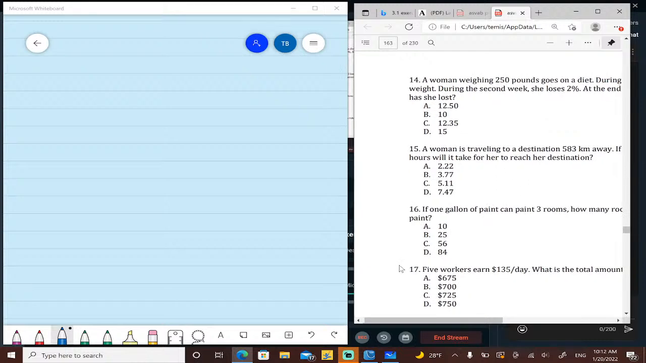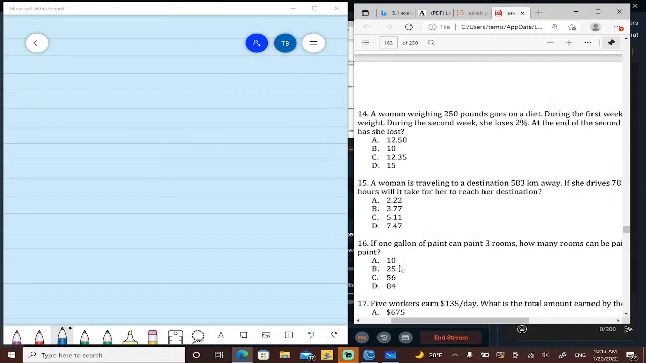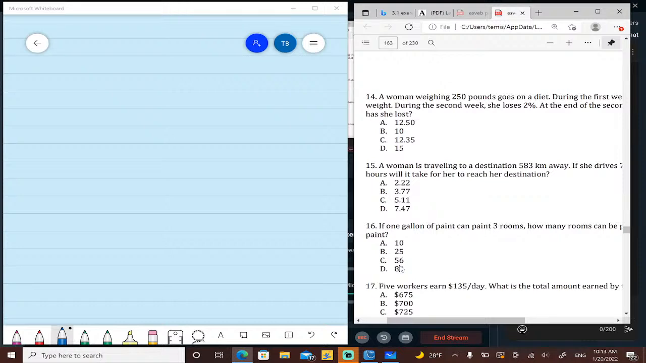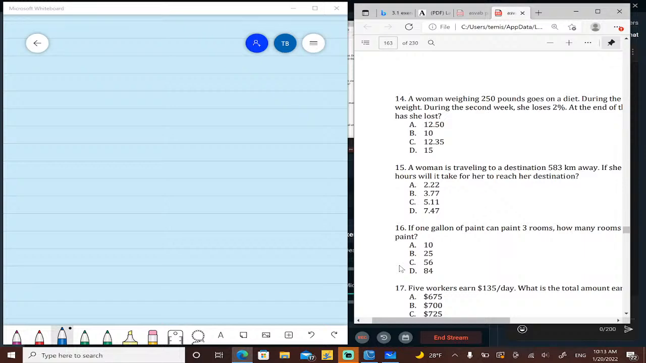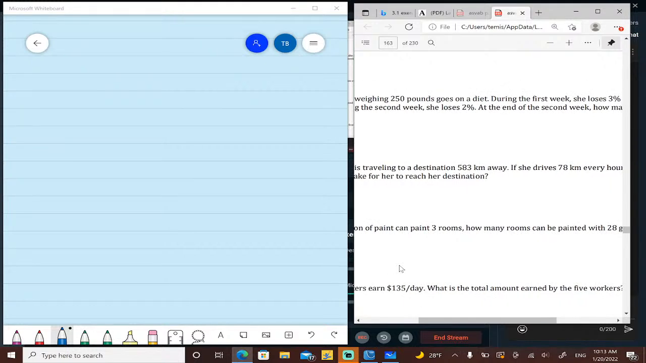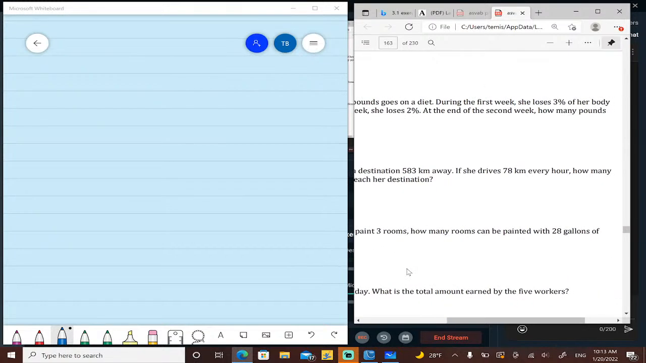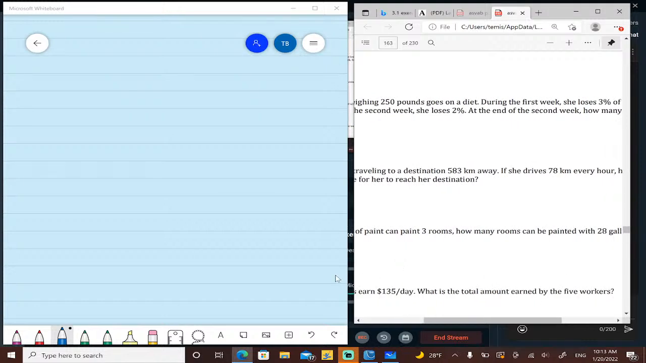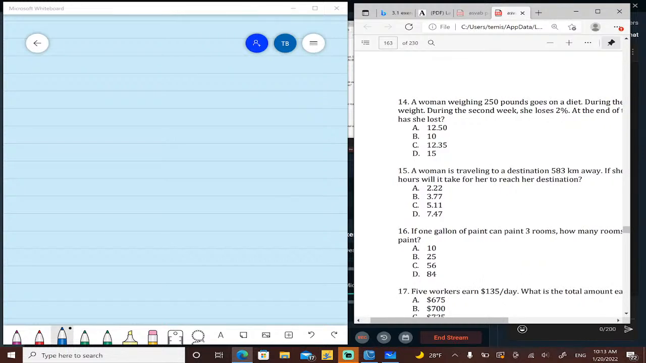Number 14 says, a woman weighing 250 pounds goes on a diet. During the first week, she loses 3% of her body weight, which is good. During the second week, she loses 2%. That's a total of 5%. And at the end of the second week, how many pounds has she lost?